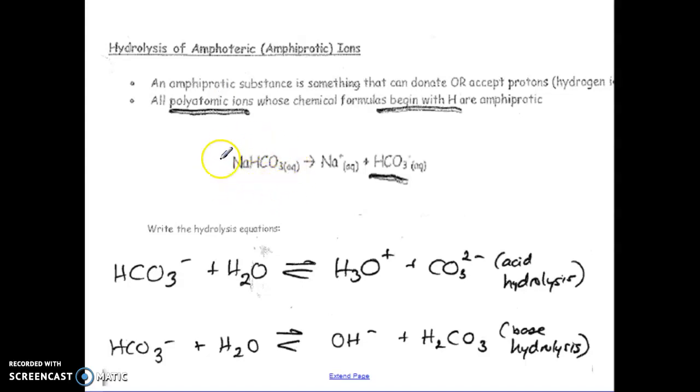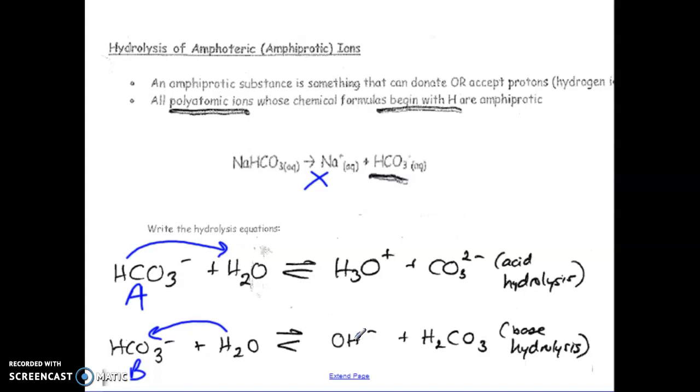For example, here we have sodium bicarbonate, which creates sodium ions, which have no impact. But the bicarbonate ion actually has the ability to either donate or accept a hydrogen ion. Here the bicarbonate is doing the donating, so it's behaving like an acid, creating hydronium. And then we also have the possibility of gaining a hydrogen to create a basic solution, behaving like a base.